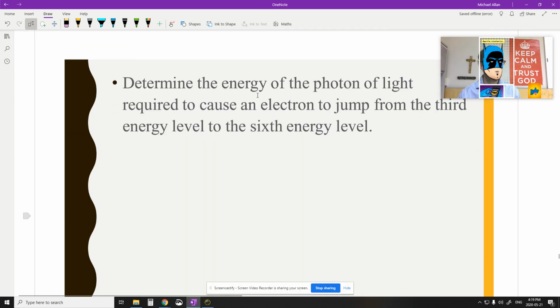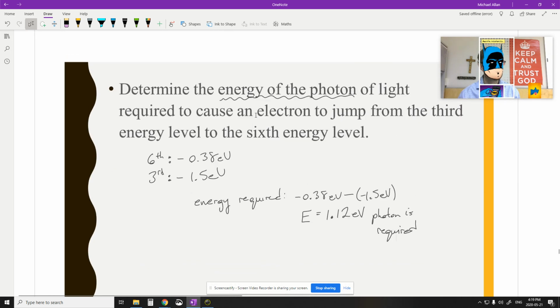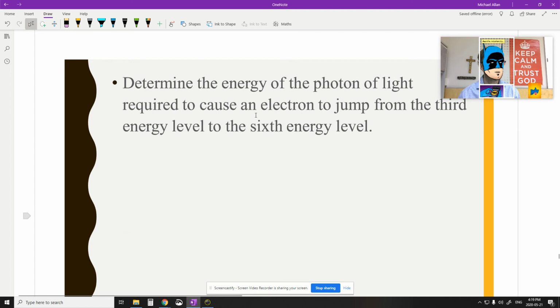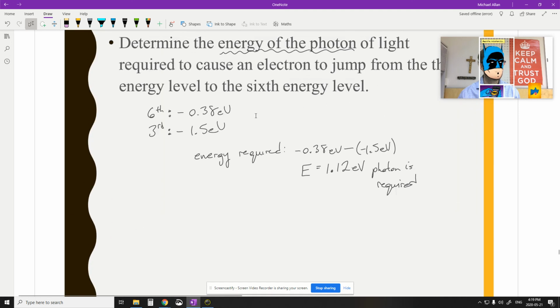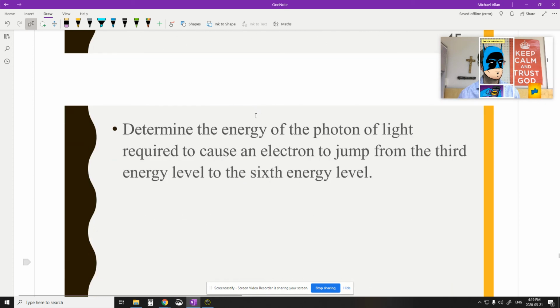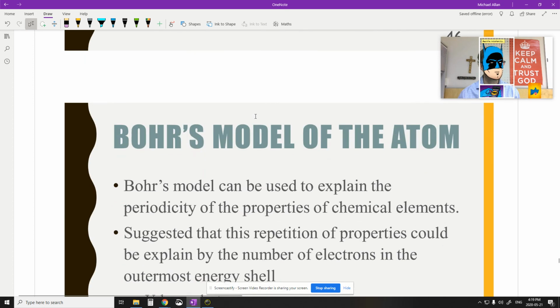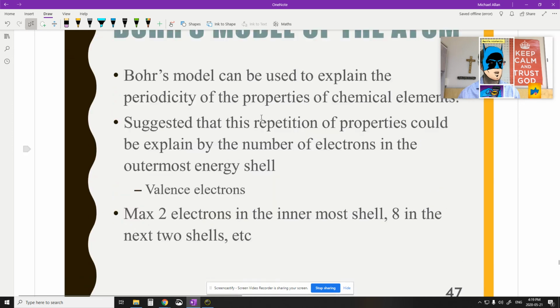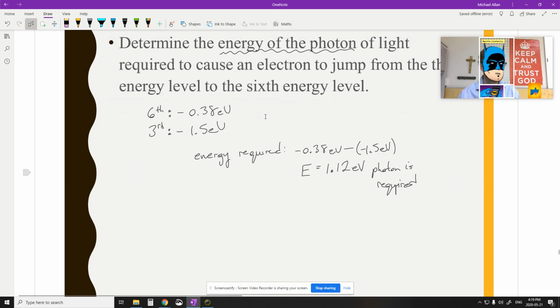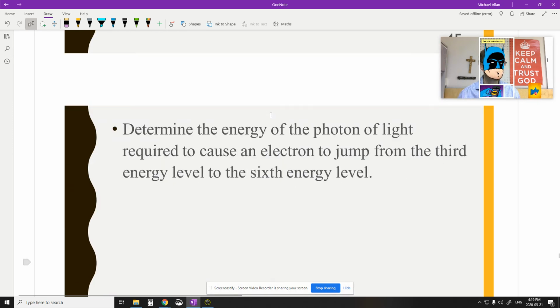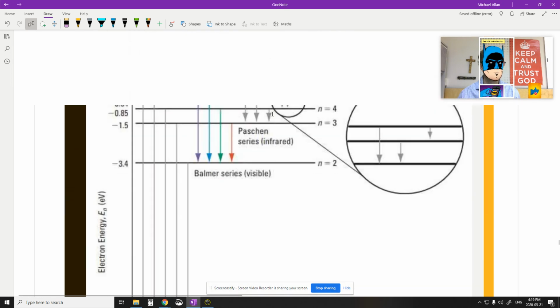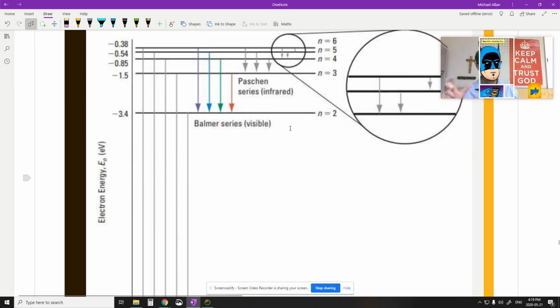Determine the energy of a photon of light required to cause an electron to jump from the third to the sixth. Is that just the same question? That's just the same question. I'm just going to skip that question. Okay. We could change the question and make it a little bit more exciting. Yeah. Well, really, there's not much else you could do. It's just finding the differences between the levels to find the energy required to go up or down.